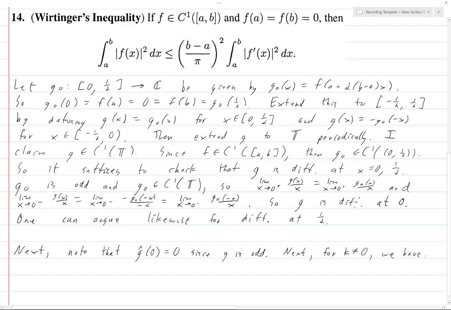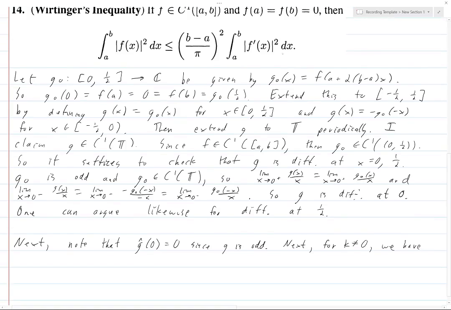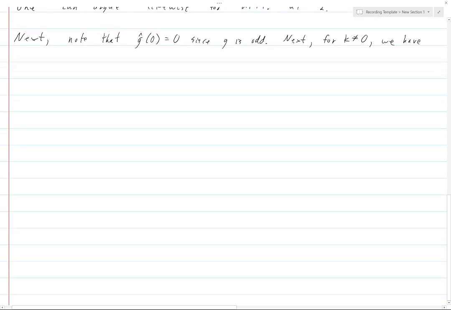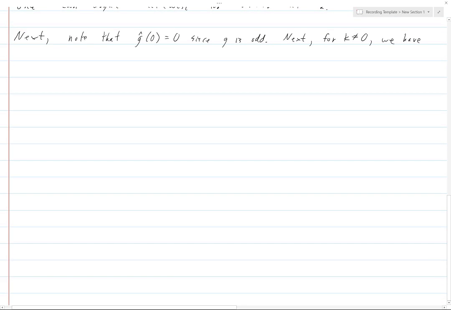So now we want to look at k not equal to 0. Hope you remember the problem statement, I know I'll forget it. We have g hat of k equal to the integral of negative 1/2 to 1/2 of e to the minus 2 pi i k x times g of x dx. And this k is going to be an integer, but that's not really necessary for many of these computations.